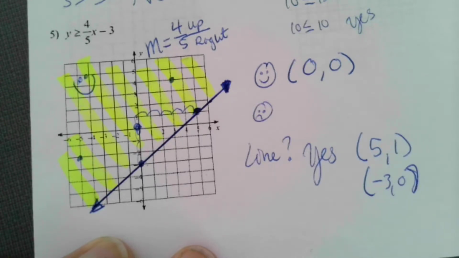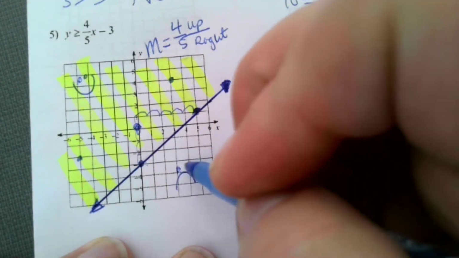Okay. Now, which part's the frowny face? Which part can we not use? Can't use the white part. No whites allowed.